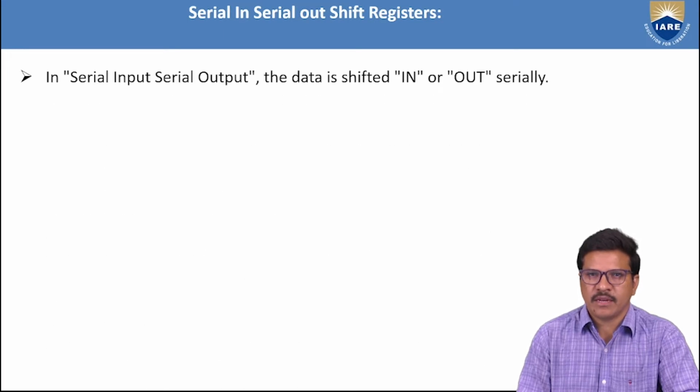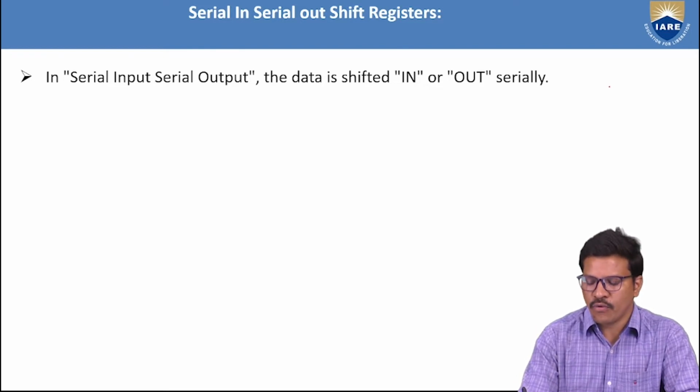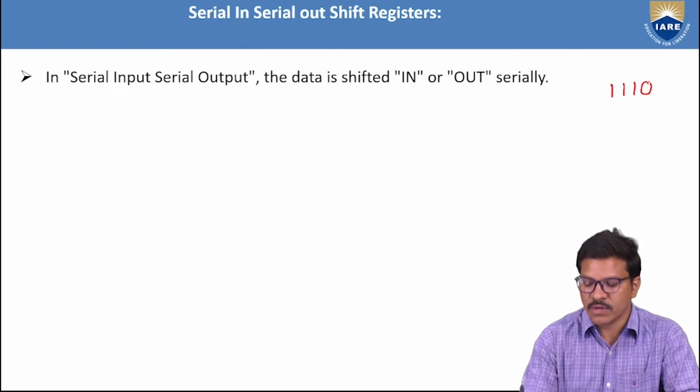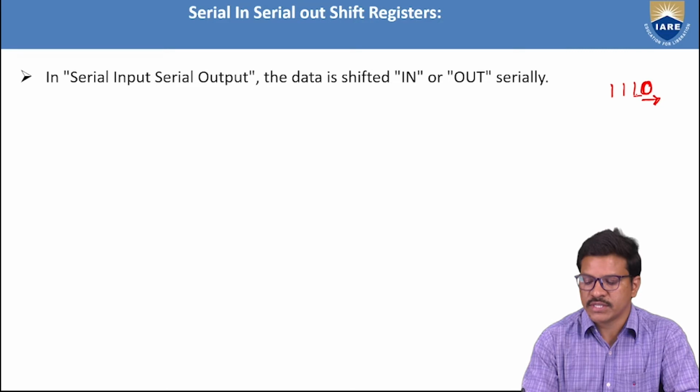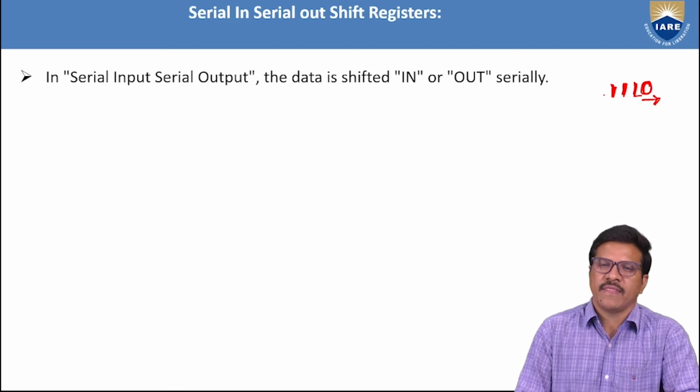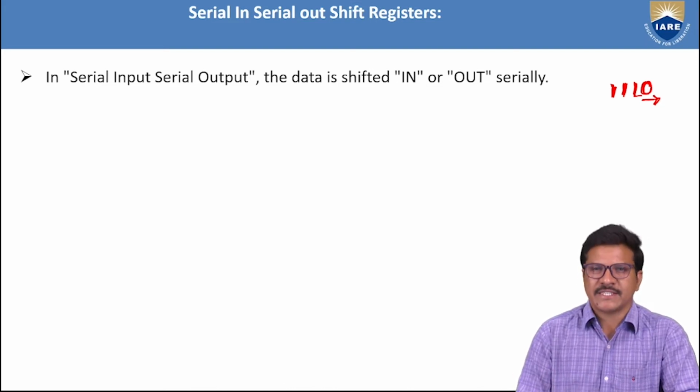Let us say serial input and serial output. The data is shifted in or out serially. As I said, we are giving the serial bit. Suppose we have a 4-bit register, and whatever the data I am giving, 1110, let us take it as left to right shift. This is the first data that needs to be fed into the first flip-flop, followed by the second bit, the third bit, and the fourth bit, serially fed into the register.